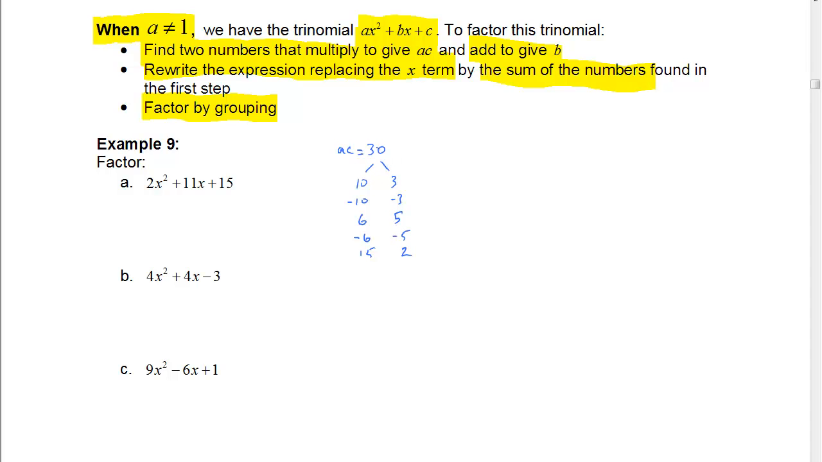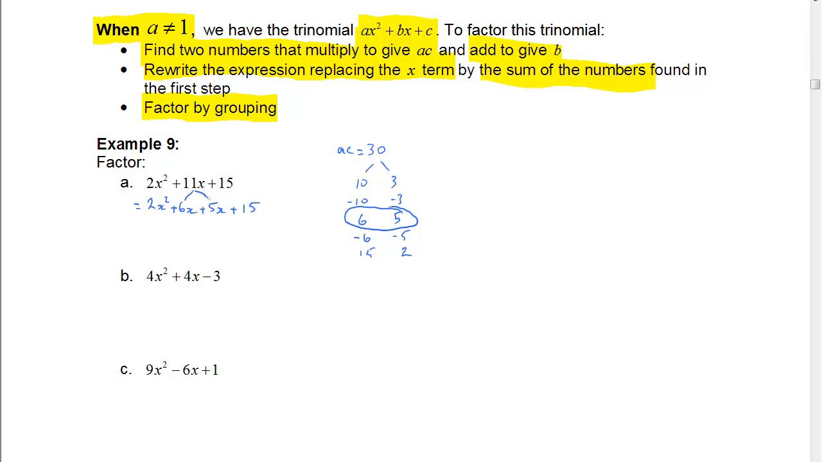But what we need to do is find the one where we get a sum of 11 when we add them together. If we look at all these, 10 and 3 is 13, negative 10 and negative 3 is negative 13. 6 and 5 add to give us 11. There's always only going to be one option here. So these are the only factors of 30 that will add to give us 11. What we have to do then is rewrite the 11x as 6x and 5x, or 5x and 6x, it doesn't matter which order you write them, and leave everything else the same.